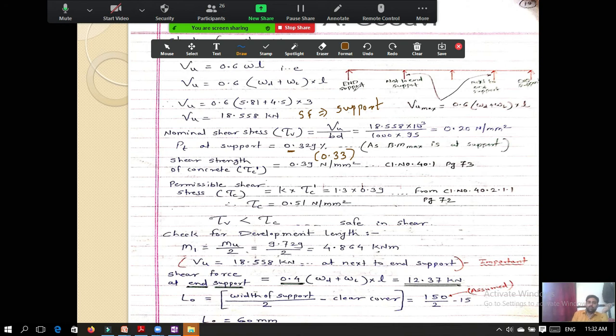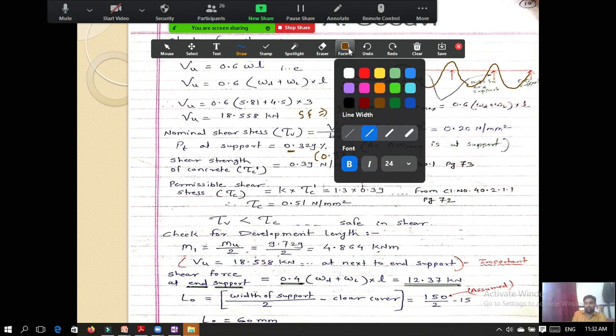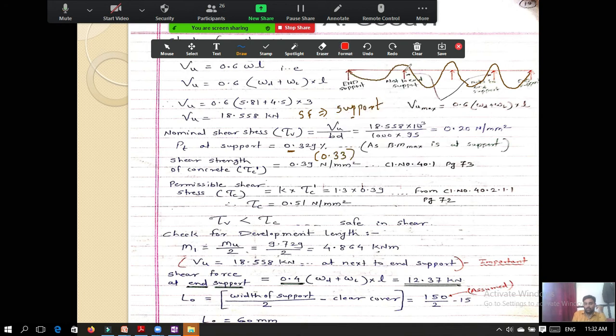Imagine that this is your end support. What was our bending moment diagram? Our bending moment diagram will be like this: at the center sagging, then here hogging, then again sagging, then again hogging, then again sagging, and it continues. Now, this shear force is maximum at the support. The maximum value of shear force is existing at this point here. Here at this point your shear force is maximum.